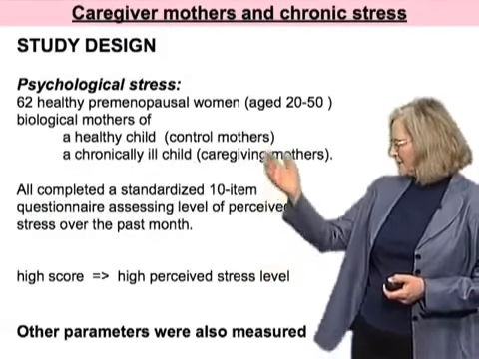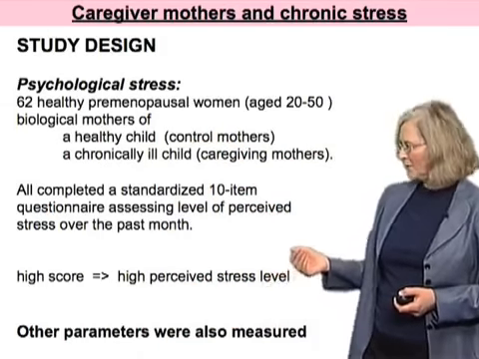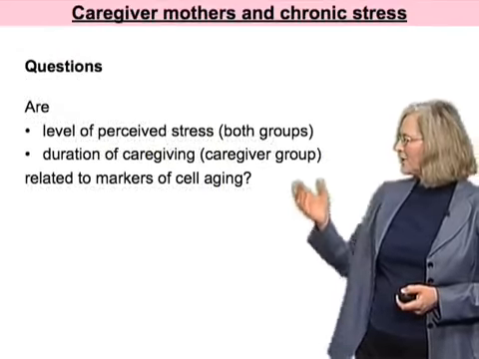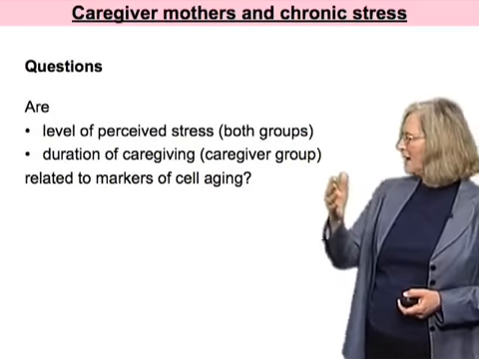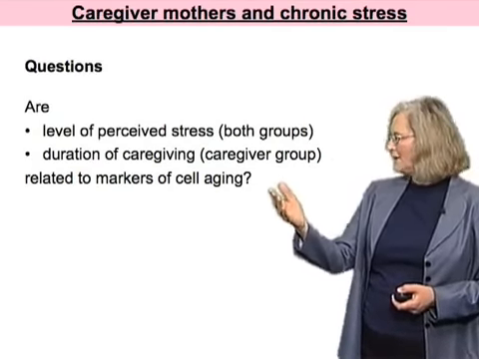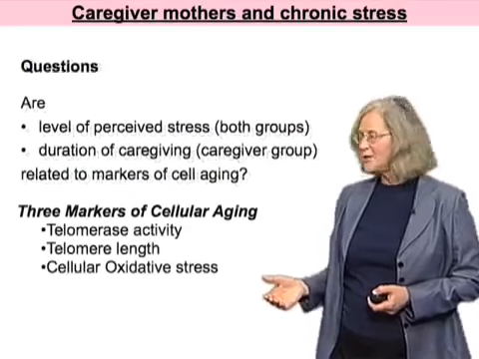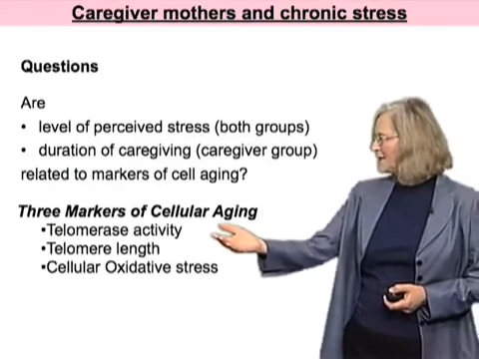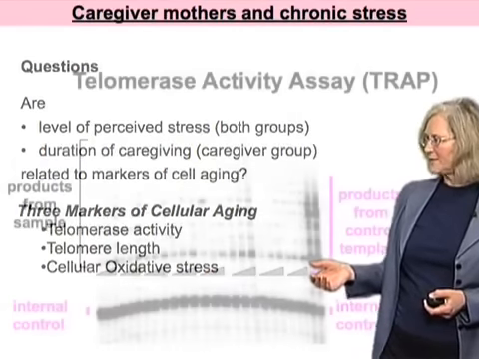So this was the study design as I just went through. And so the questions were the level of perceived stress across both groups of mothers and the duration of caregiving in the caregiver group, were those quantifiable parameters related to markers of cell aging, and the three were telomerase activity, telomere length, and cellular oxidative stress.